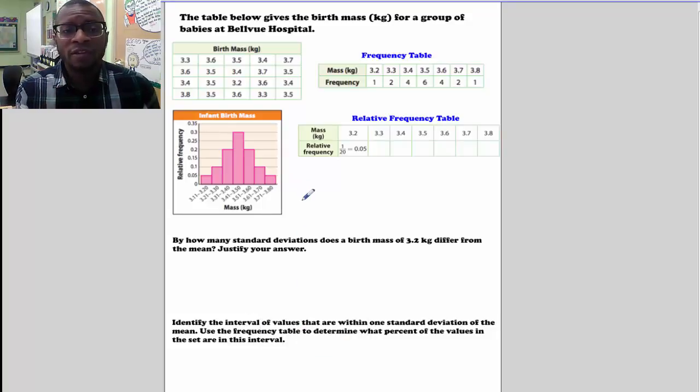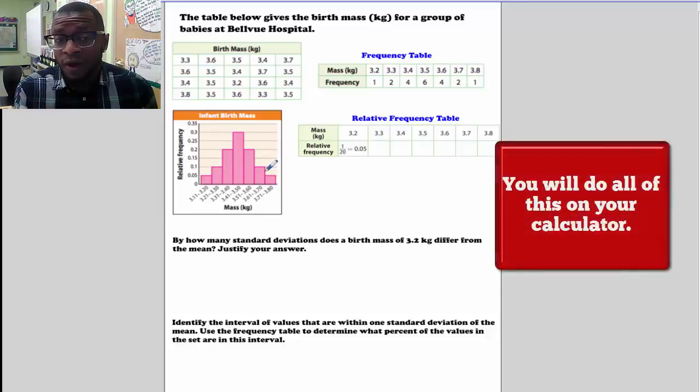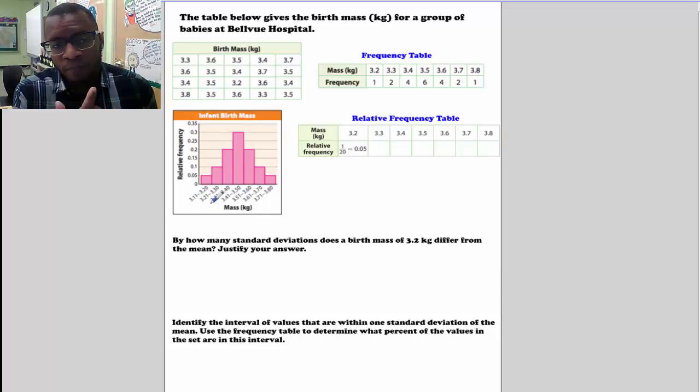Okay, so we have this table that gives the birth mass for a group of babies at Bellevue Hospital. All right, and so here we have our set of data with the different birth mass of all these babies in kilograms. I've set it up for you in a frequency table, and I've also made the relative frequency histogram for you. So remember, with the histogram, our characteristic or our category is going to be on the x-axis, and the frequency is always on the y-axis.